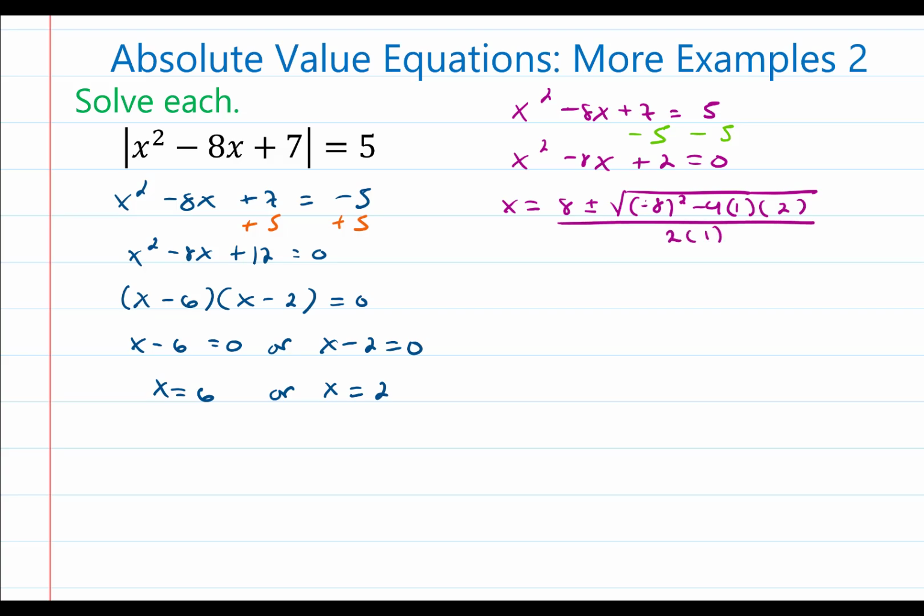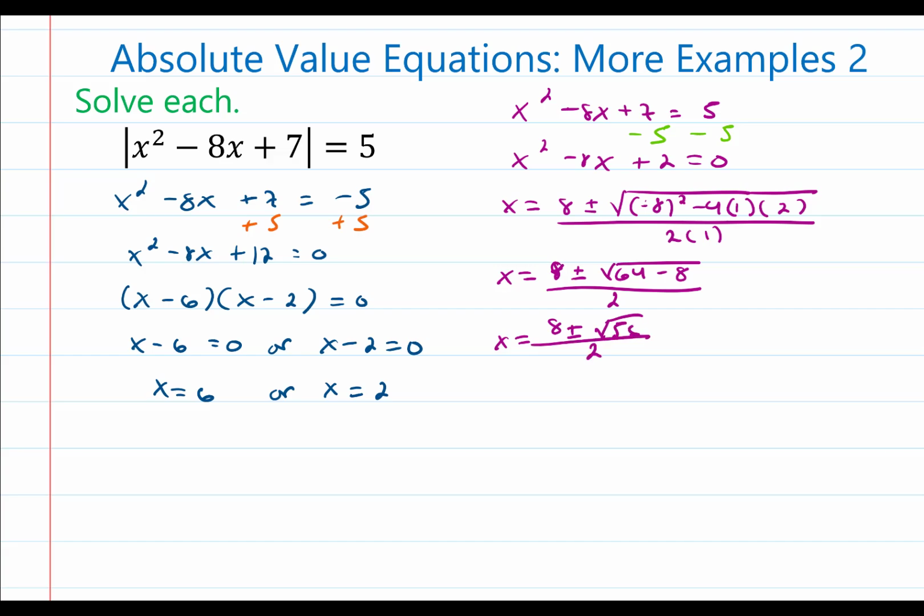Our goal now is to simplify the quadratic formula, the expression under the radical. So we have x is equal to 8 plus or minus the square root of 64. And 4 times 1 times 2 will be 8, all over 2. 64 minus 8 is going to be 56, so we have x is equal to 8 plus or minus the square root of 56, all over 2.